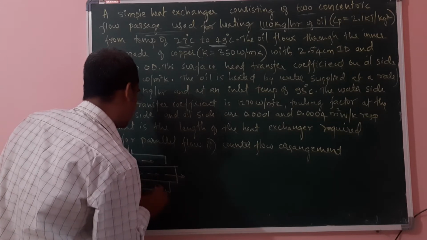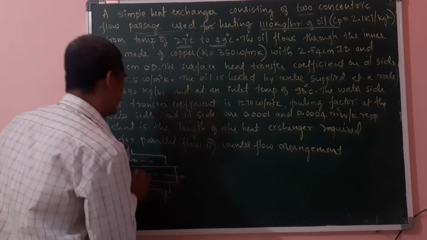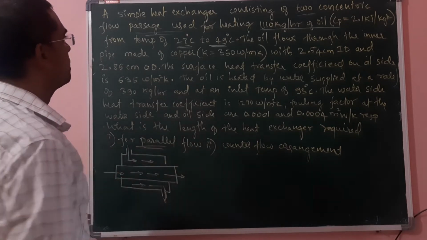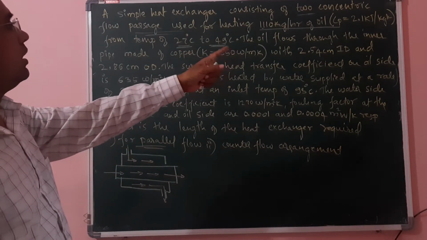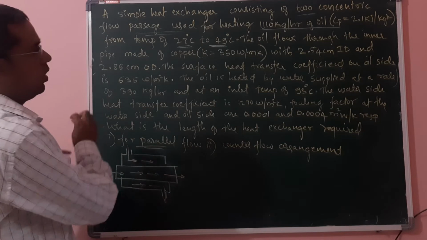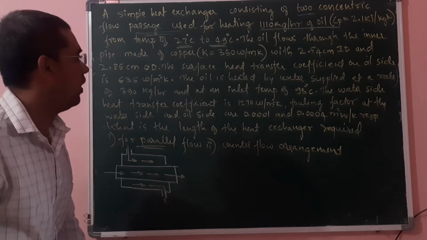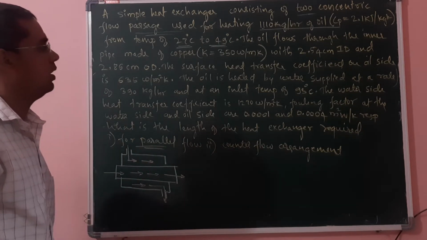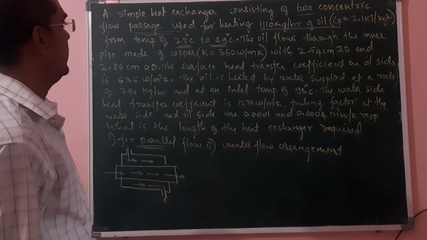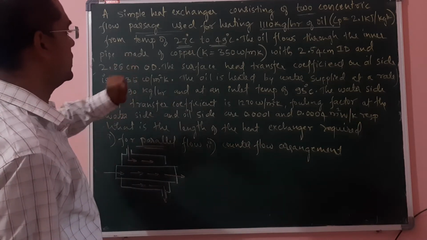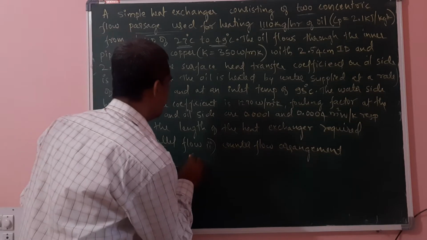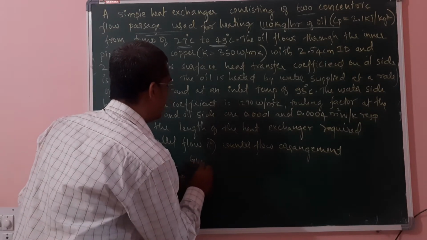Let us consider the first arrangement, that is parallel flow heat exchanger. Oil has to be heated. Oil is flowing in the inner pipe. It has to be heated from, they have given this data. I will write the given data, then it will be clear.